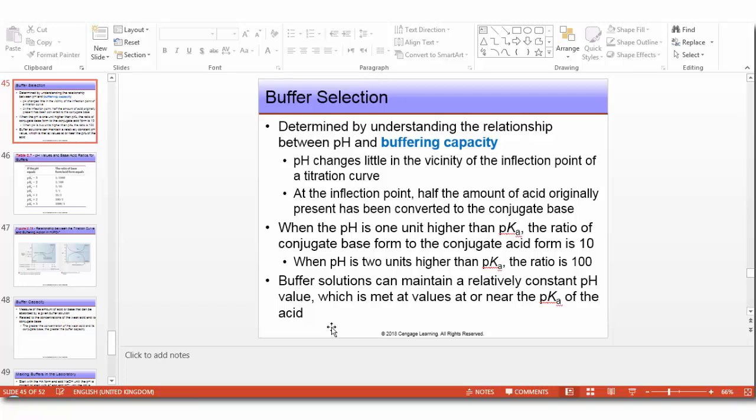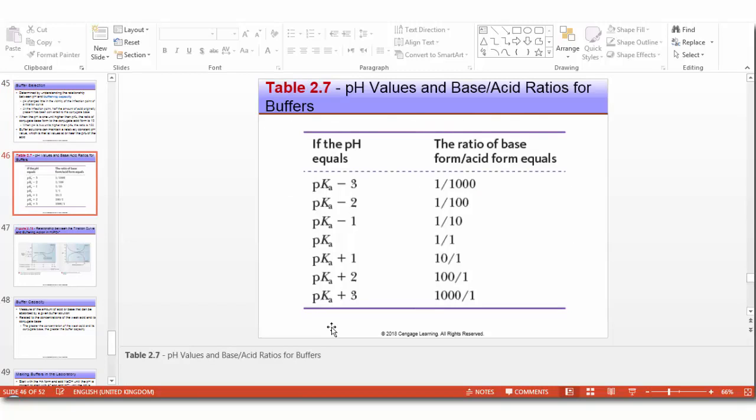As I showed you in the table, buffer solutions can maintain a relatively constant pH value, which is met at values at or near the pKa of the acid. So this is plus or minus 2 pH units around pKa, and here plus or minus 3 pH units around the pKa value.